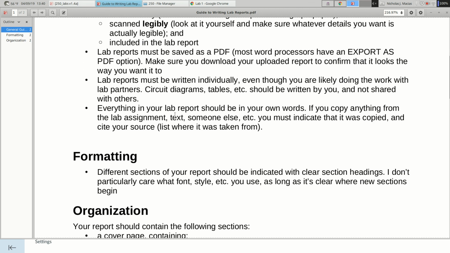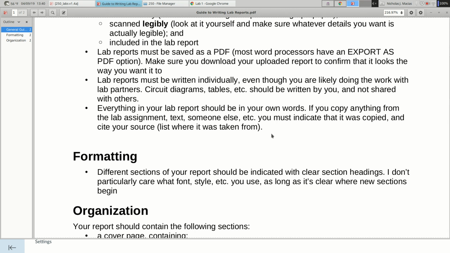Lab reports get individually written. Again, you do the work in groups, but you write up your own report. And things like circuit diagrams, tables, that kind of stuff, everybody has to write their own. That's going to be a pain in some of the later labs because the circuits will be huge, and it will take you 20 minutes to draw the circuit. It's important to make sure you do it, because you're going to see this on exams, and you don't want the exam to be the first time you try to actually draw this circuit.